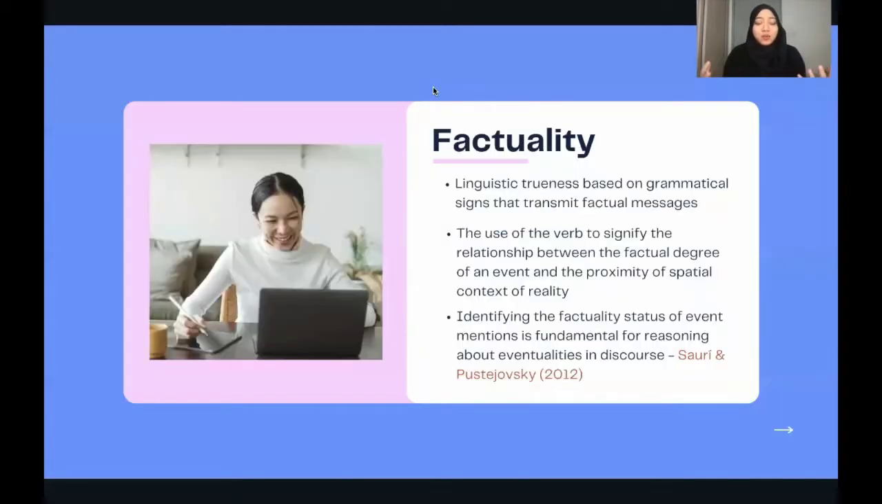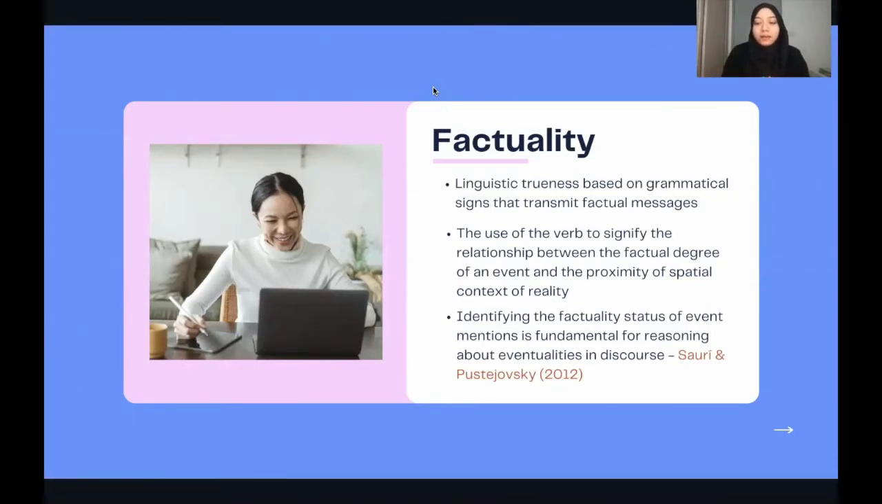Right, so what is factuality? Factuality is a linguistic trueness based on grammatical signs or semiotic symbols, grammatical symbols that transmit factual messages. For example, the use of a verb to signify the relationship between the factual degree of an event and the proximity of spatial context of reality. Spatial context in this manner is, for example, how close something is or how remote something is, right?